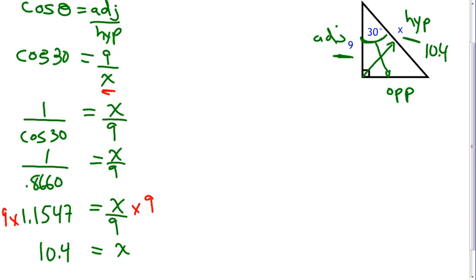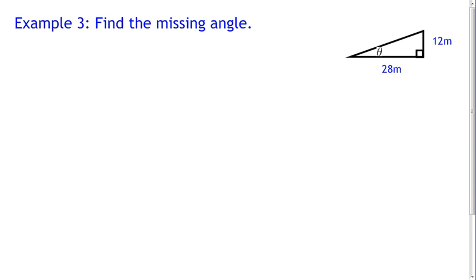All right, let's move on to the last example. The last example here is to find a missing angle. So here's a picture again. Start with the same thing. The angle we're trying to find is here. The hypotenuse is located opposite the 90-degree angle. The opposite side is at the opposite end of the triangle from the angle that we're trying to find, leaving the last side here as the adjacent side.